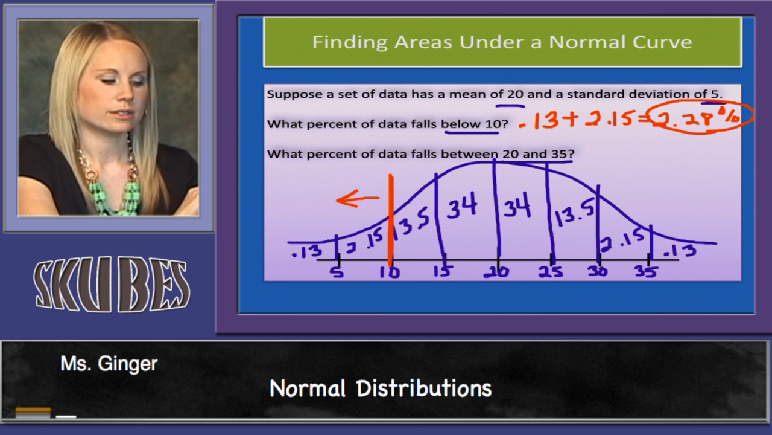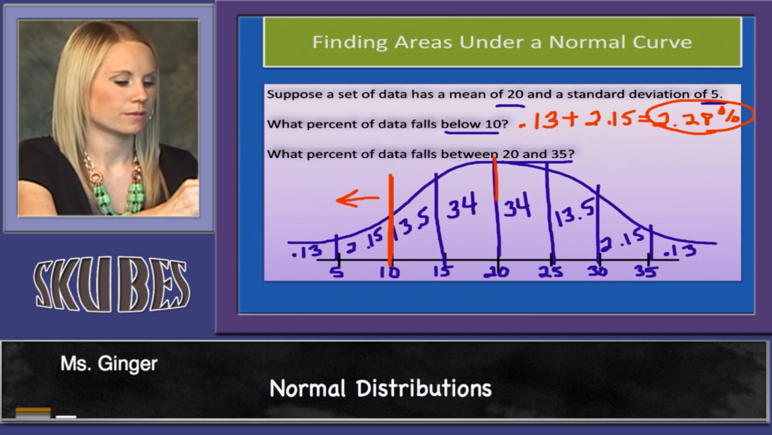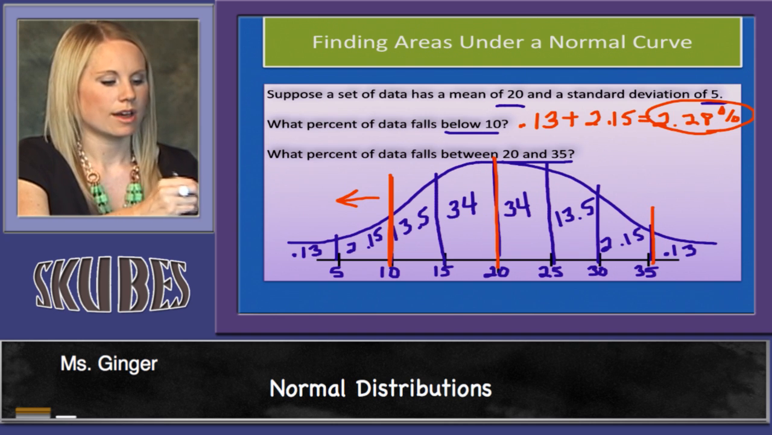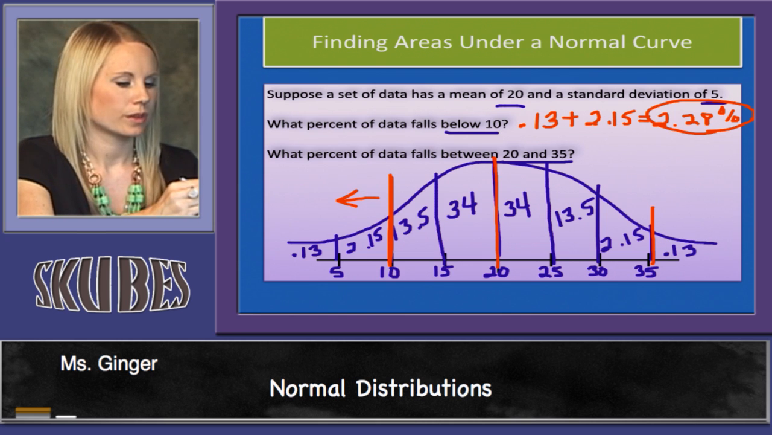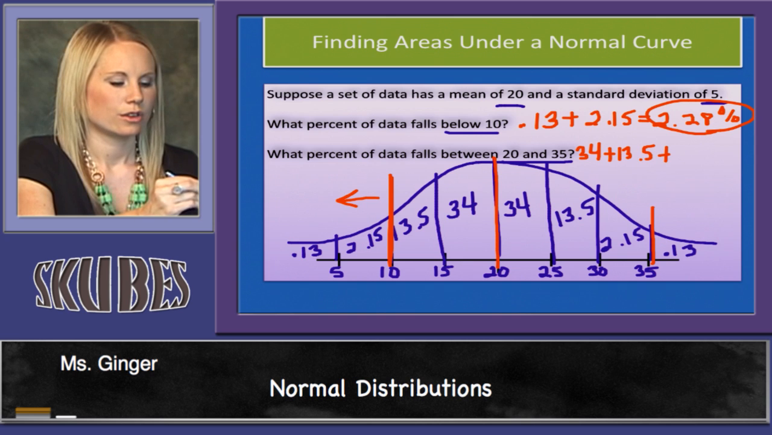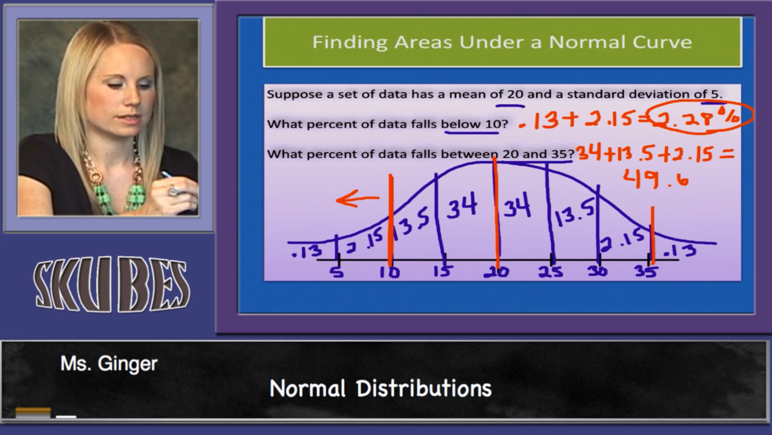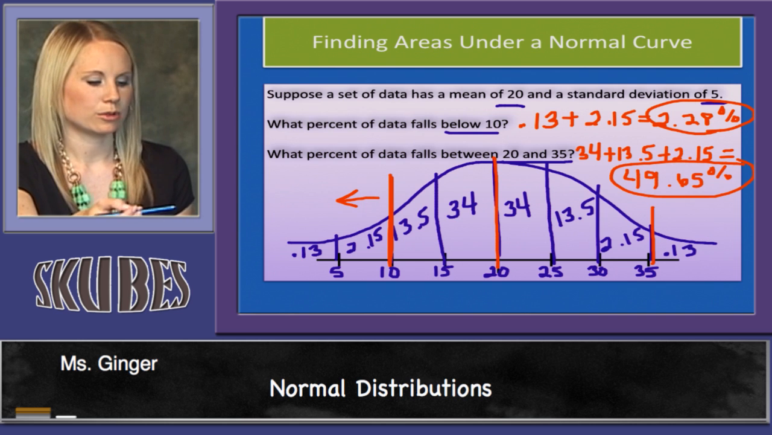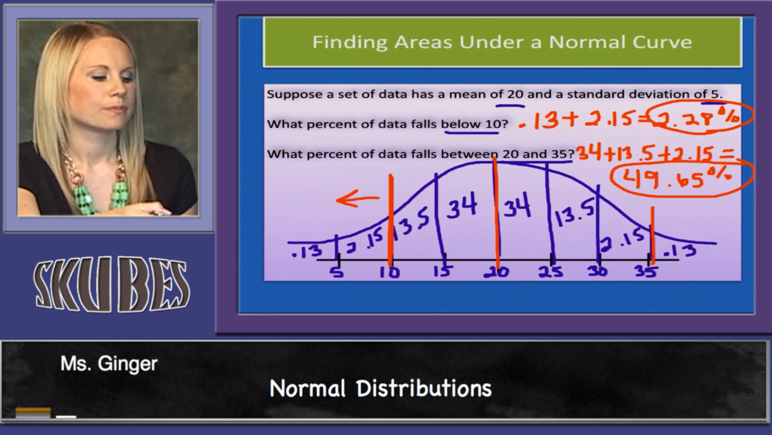And it also asks us to find the percentage of data between 20 and 35. So you locate those on your picture. 20, here's 35, and we're just going to add the ones in between because we'd like to know about this interval. So we got 34, 13.5, 2.15, and all of those percentages are going to give me around 49.65%. And this is how you'll approach it every time. You'll just figure out the interval that they're asking about and add up those sections.